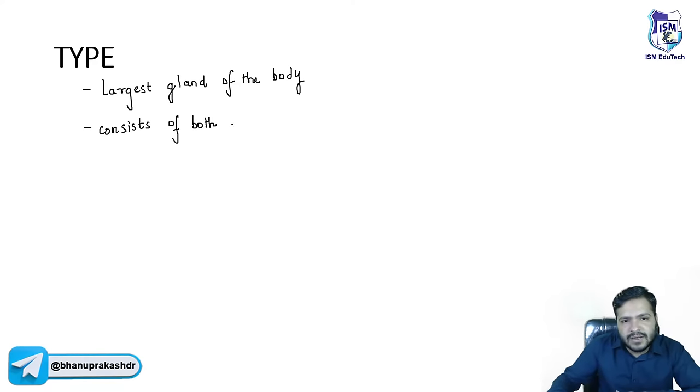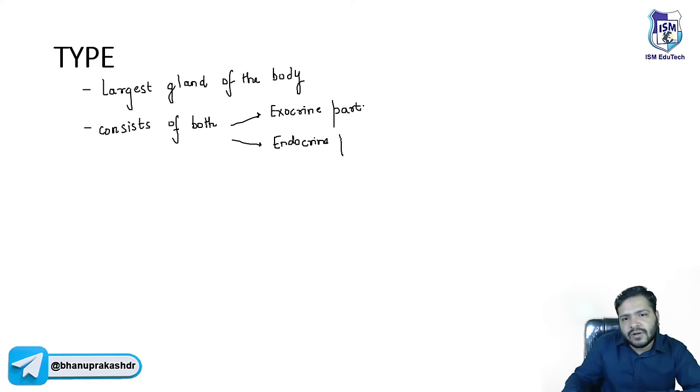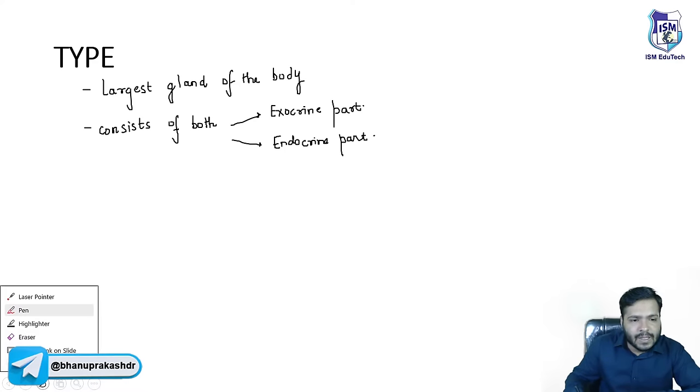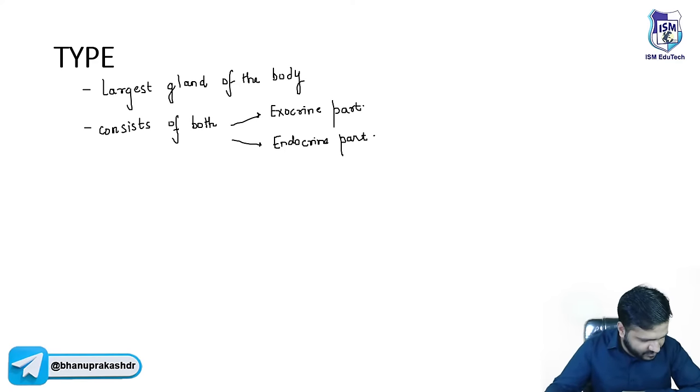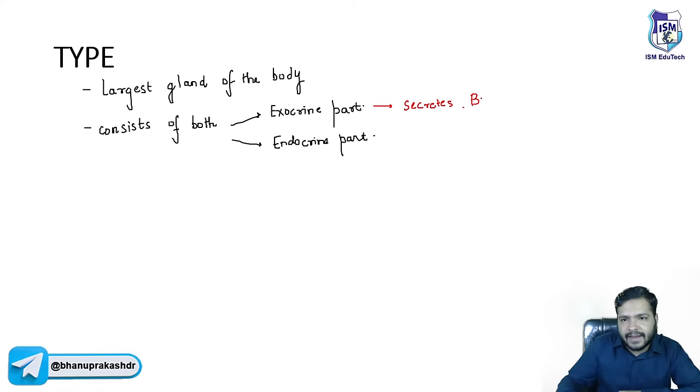It consists of both. Now, when I say both, beta, it means that it consists of the exocrine part as well as the endocrine part. Remember, beta, the exocrine part. Can anyone tell me what the exocrine part will secrete? Anyone in the chat box would like to answer? Yes, it secretes the bile.